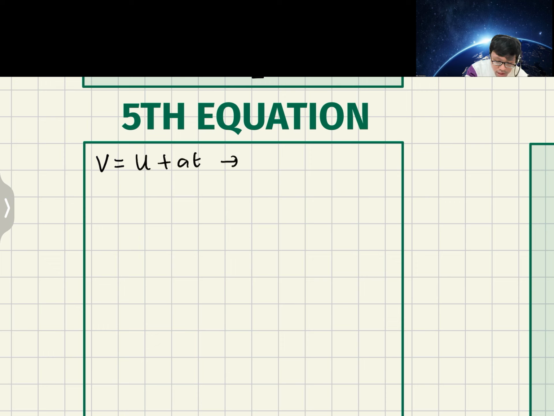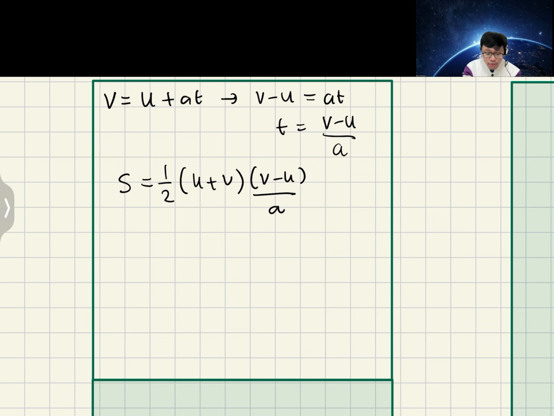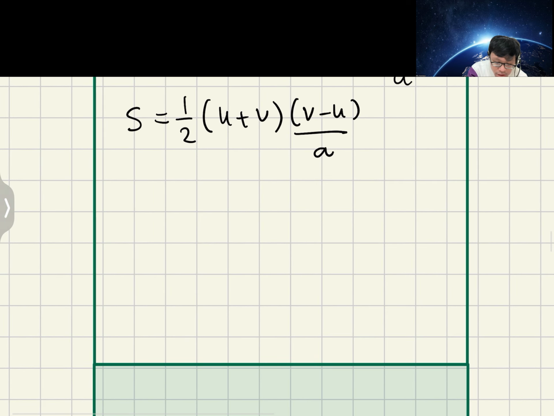So from here, we get V minus U equals AT. So time is V minus U over A. Plug into the second equation, which is S equals half times (U plus V) times T. T is V minus U over A. Now, from here, we use the algebra formula.